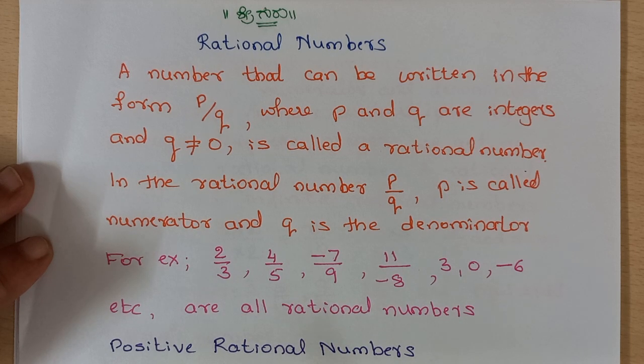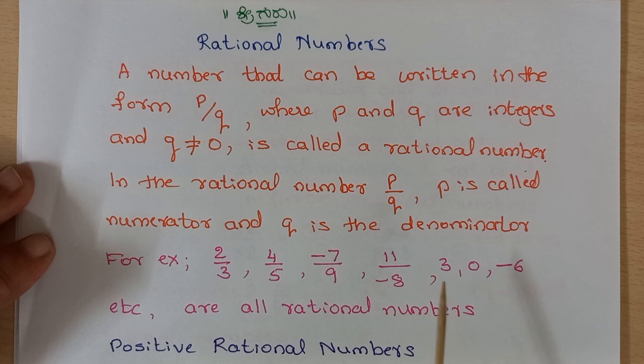All integers are rational numbers. Because 2 can be written as 2 by 1. 3 can be written as 3 by 1. -2 can be written as -2 by 1. So all integers are rational numbers like this. 2 by 3 is a rational number. 4 by 5, 7 by 9, 11 by -8.